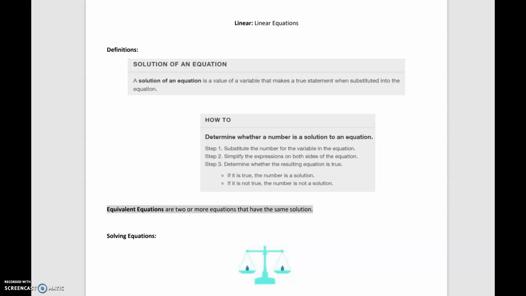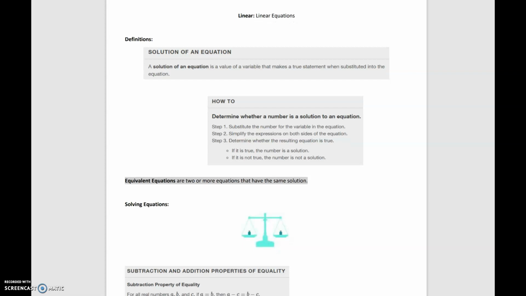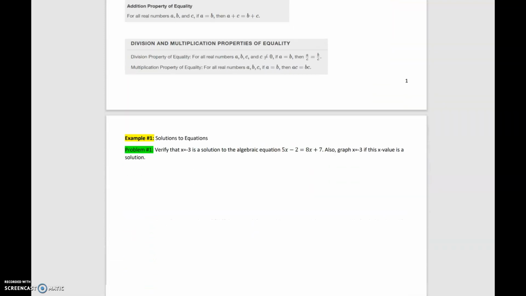Hi class, in this module we're going to take a look at linear equations, and also the main topic is solving linear equations. And what you have here on the first page is the basic definitions that are going to show up in some of the problems. And let's take a look at example 1.